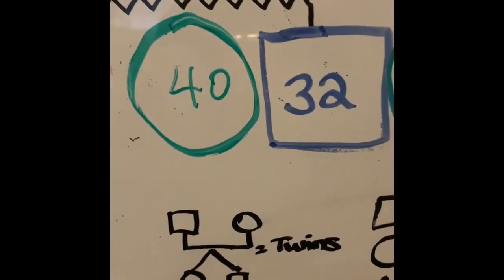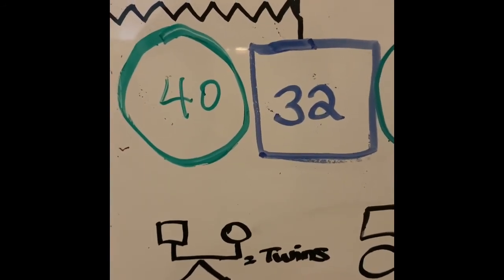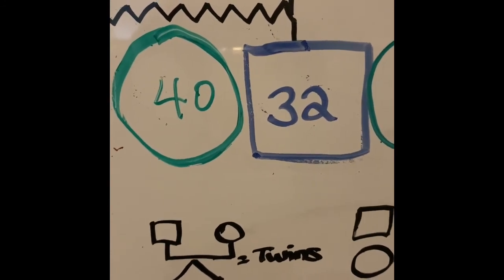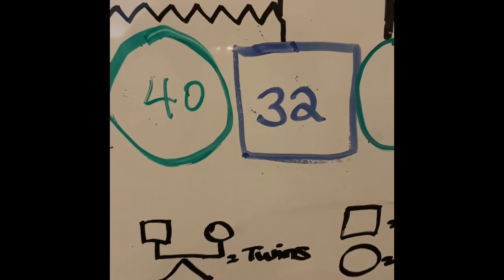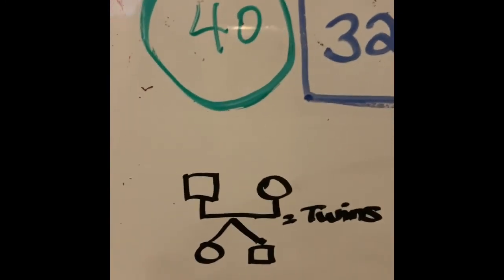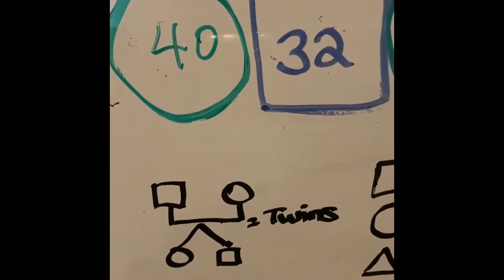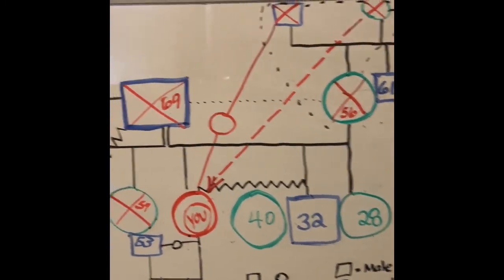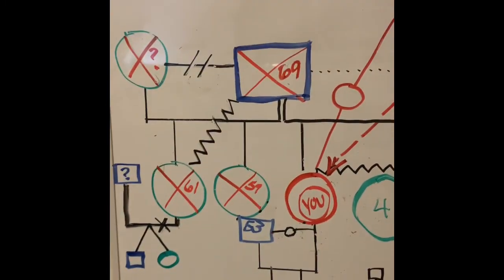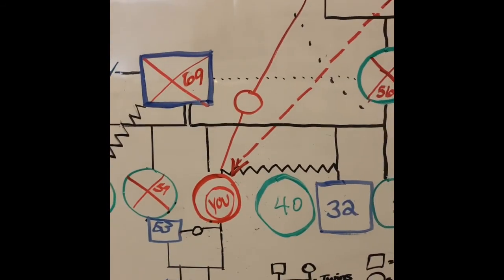Again, male, female. Triangle is pregnant. Twins are a circle and a square. And deceased is an X through it. These numbers represent age. Sometimes you can put the age of the person that died or just the age that they are currently. There is also a symbol for adopted.